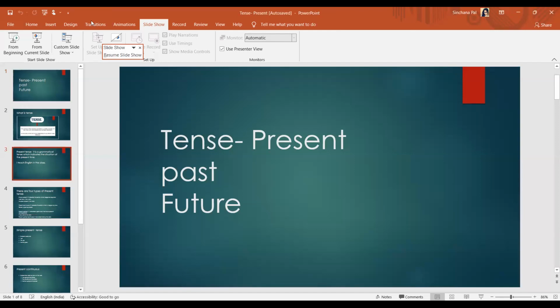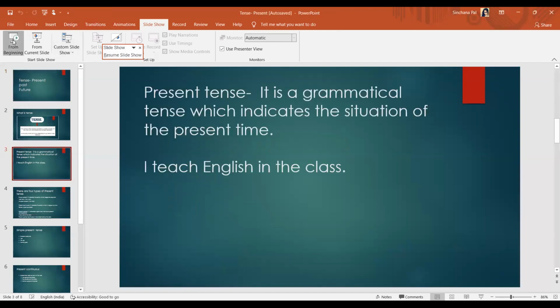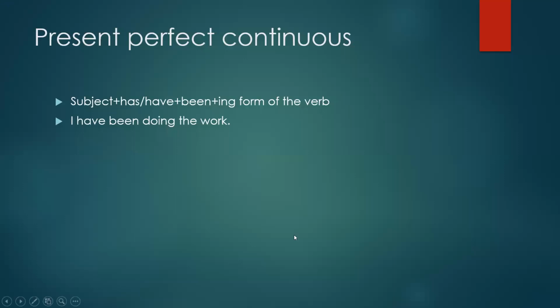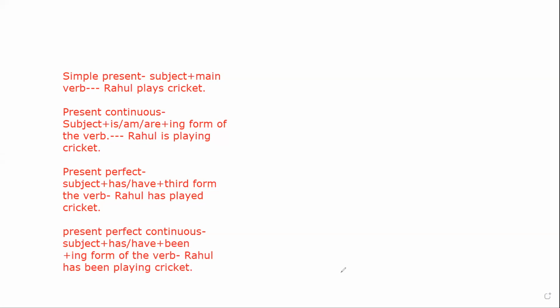I already showed you what the form is and how you need to do it. Now let's come to past tense. The same thing is there in past tense. If you want, you can write down the form and the examples. Past tense is what happened in the past.